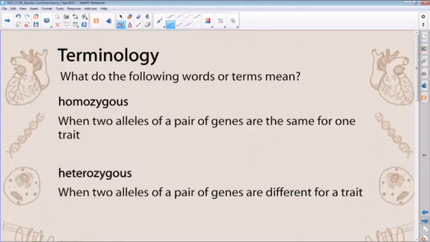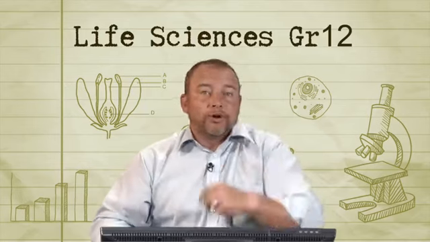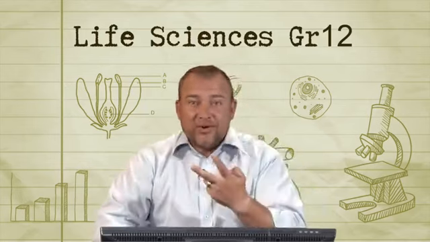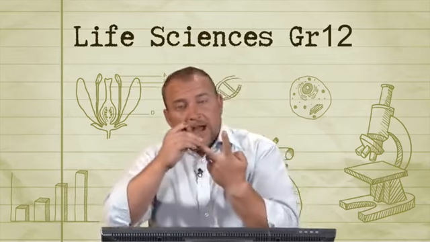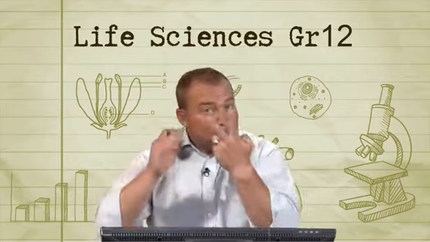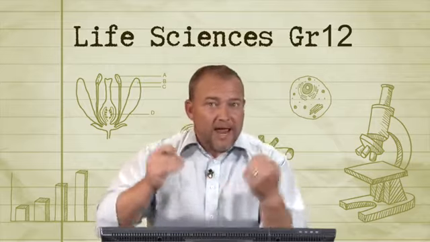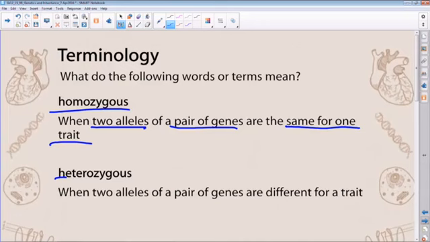Right. First one, homologous. Now, homo means the same. Okay? So homologous means it's two alleles or a pair of genes that have the same trait. In other words, if it's two alleles, it means the same, let's say green eyes and green eyes. So you got green eyes from your mom and green eyes from your dad, right? That's homozygous. Green eyes from your mom, green eyes from your dad. Cool. So both are green. Homo, the same.